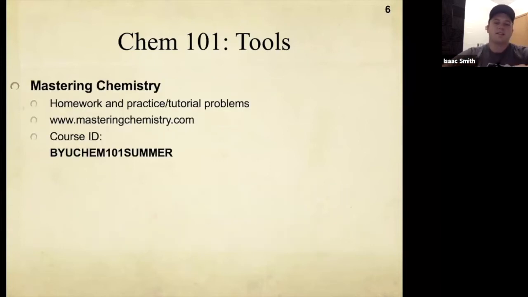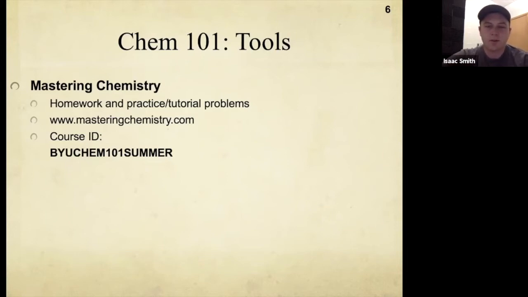Mastering Chemistry is the online homework problem set that we'll be using. I'll go into that in a little bit as well. But to sign up, just go to masteringchemistry.com, sign up as a student, and you'll need the course ID, which is this one right here. It's also on Learning Suite. And then you should be able to sign up that way.